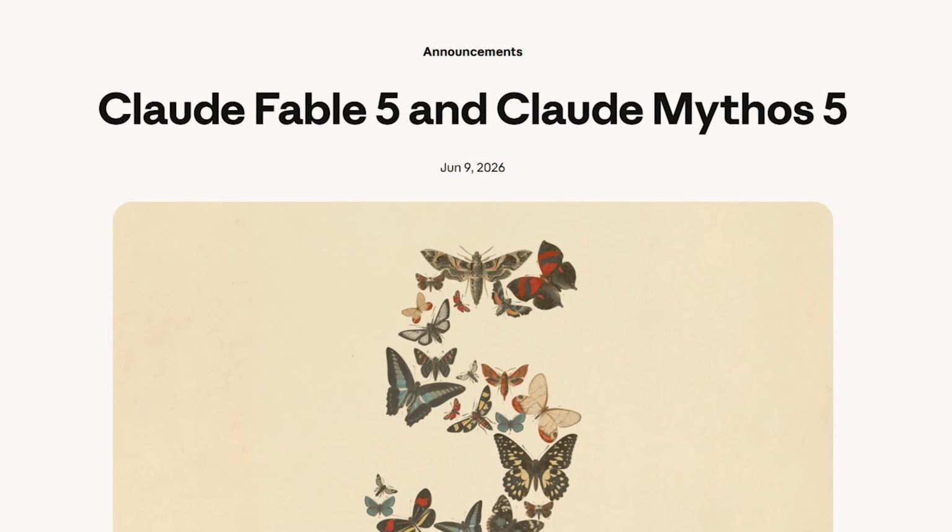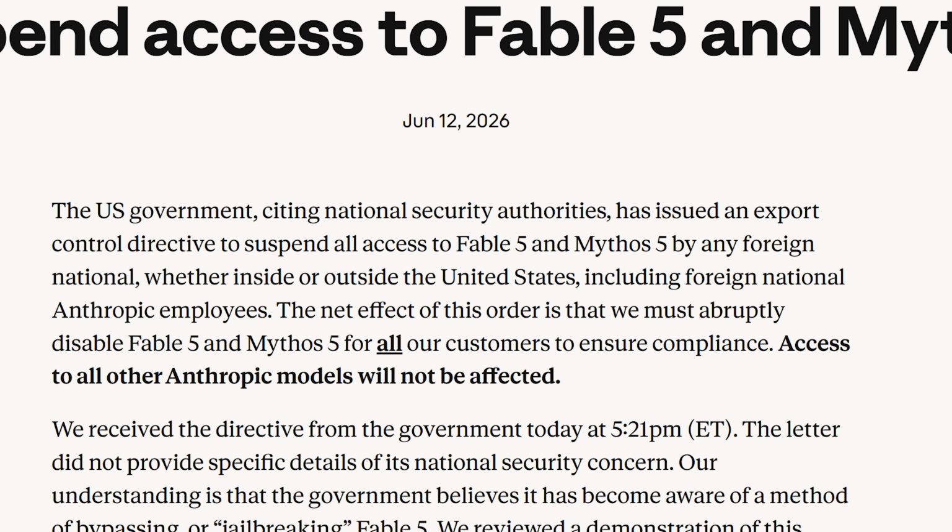Everyone's missing the bigger story. Let me catch you up quickly. On June 9th, Anthropic released the most powerful AI model we've ever seen called Fable 5. On June 12th, 3 days later, they had to shut it down because the US government told them to.